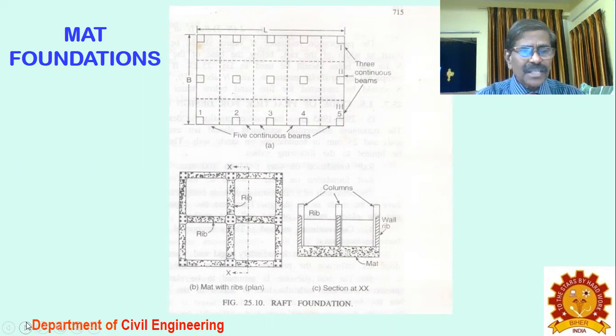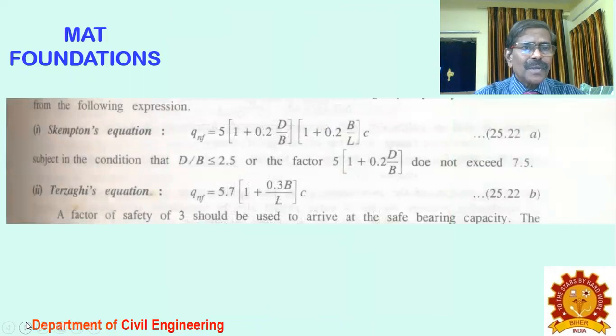Some guidelines are here to discuss for designing the mat foundation. For example, the following equations are given. The very familiar equation is the Skempton equation, where the bearing capacity is equal to 5 times 1 plus 0.2 d by b, into 1 plus 0.2 b by l, into c. Here d is the depth of the raft, b is the width of the raft, l is the length of the raft, and c may be the coefficient value.